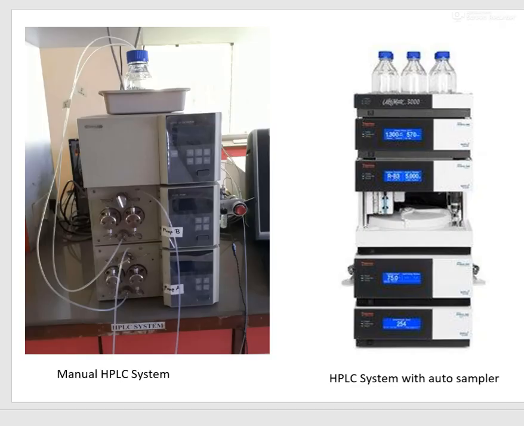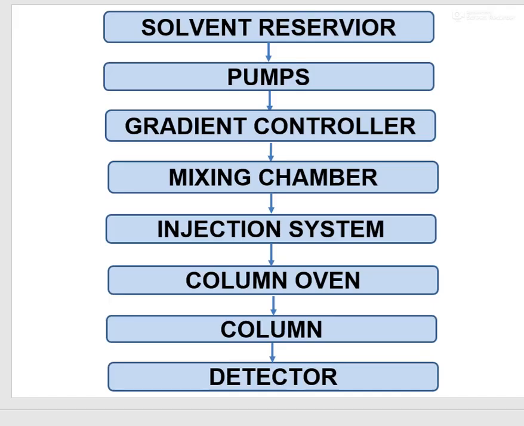In our previous lecture, we had seen images of HPLC. I am repeating today. This is a manual HPLC system having a binary pump, and this is an HPLC system with auto sampler having a quaternary pump system. Today we will cover solvent reservoir, pumps, gradient control and mixing chamber.